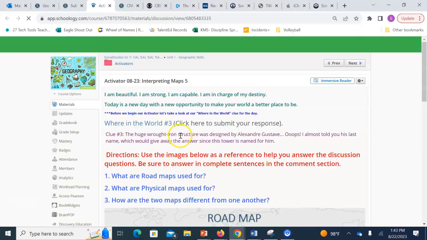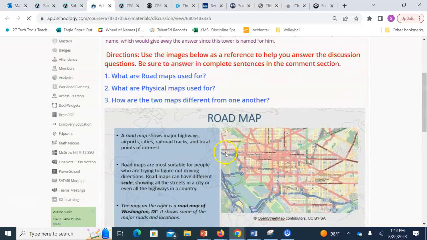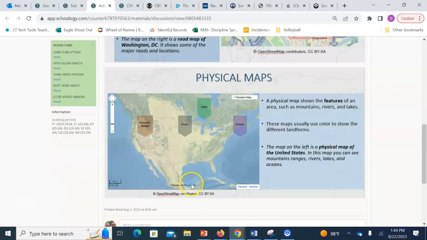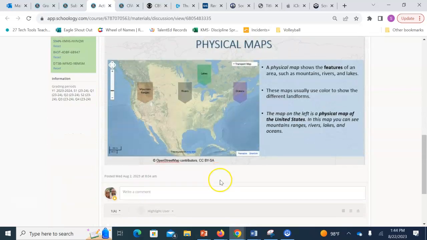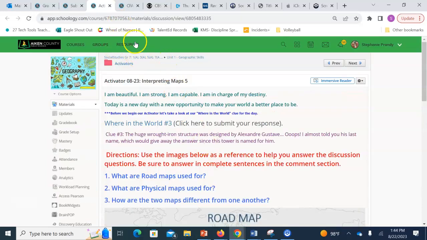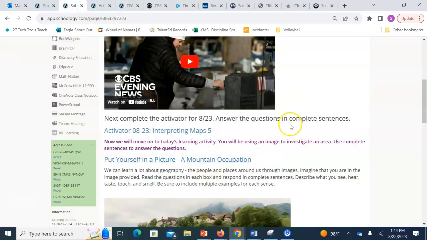All right, so you've got activator for 823, interpreting maps 5. When you click here, it's going to take you to the activator, where you can see you have these questions. What are road maps used for? What are physical maps used for? And how are the two maps different? Take a look at the two different maps and the content about those maps, and answer those questions in complete sentences in your comment box. Once you have finished your activator, just post your answer.